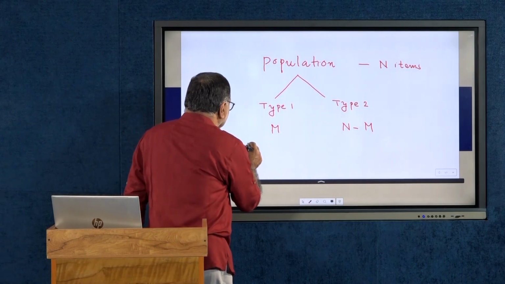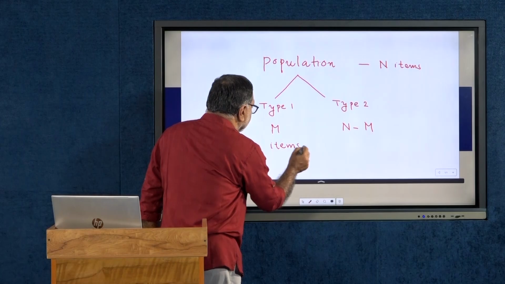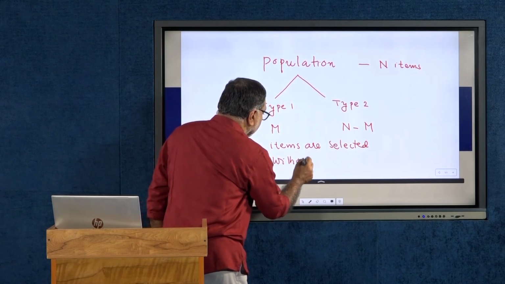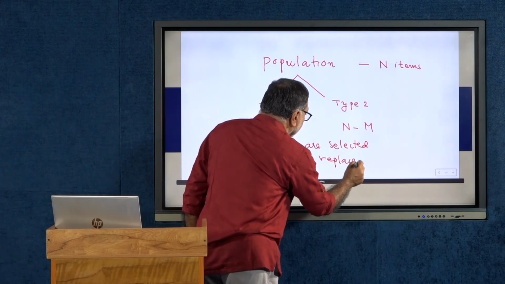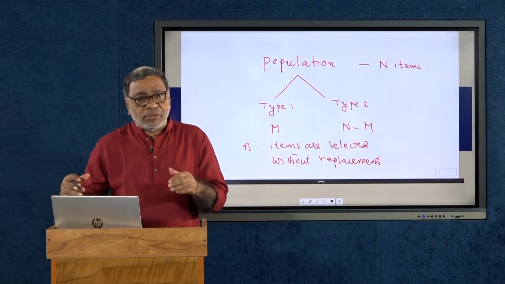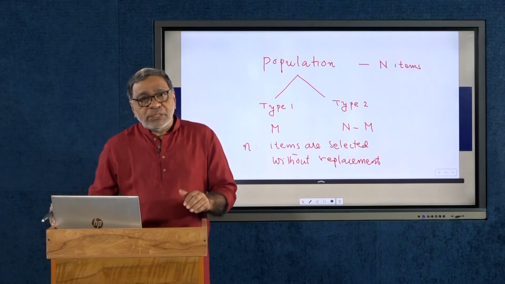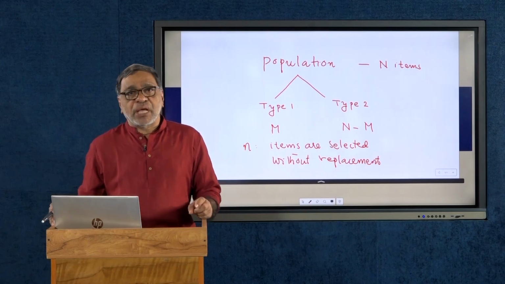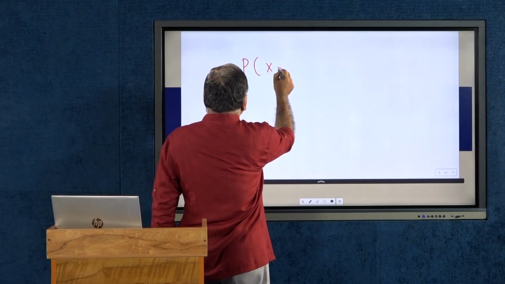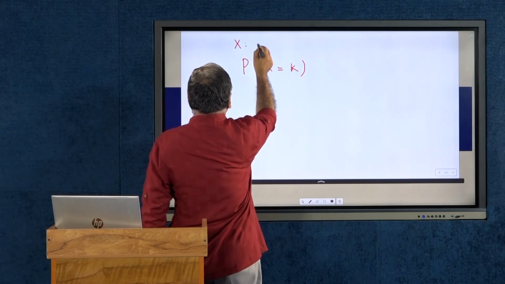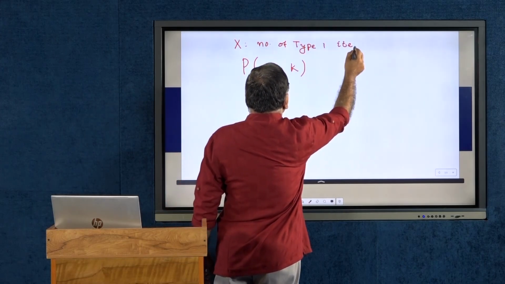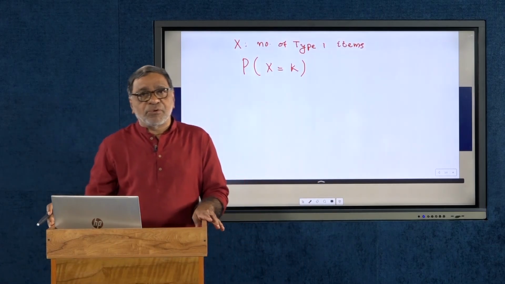That is, a population consisting of N items of two types, type 1 and type 2, with M items of type 1 and N minus M items of type 2. And what we are doing, we are selecting small n items without replacement. So our question is, what is the probability of getting k items of type 1? Suppose we define the random variable X as the number of type 1 items.